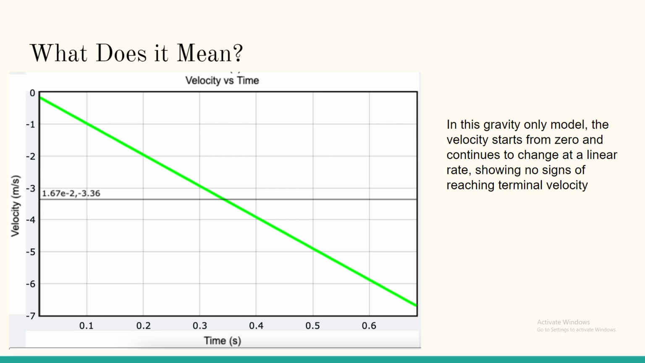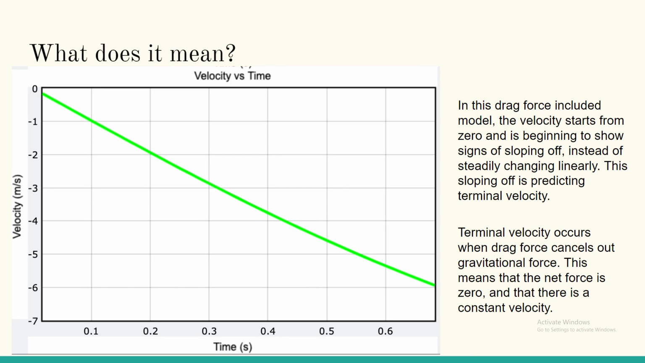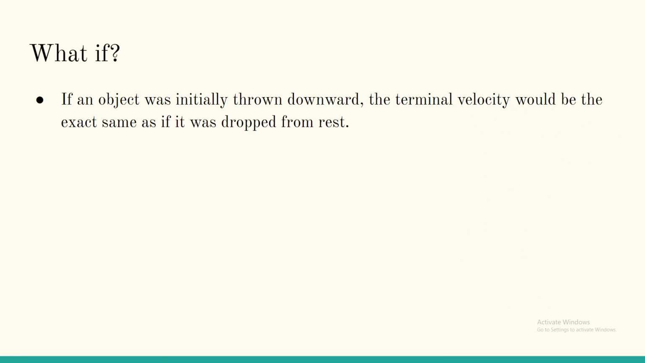In the gravity-only model, the velocity starts from 0 and continues to change at a linear rate, showing no signs of reaching terminal velocity. However, in the drag force model, the velocity starts at 0, but it begins to show signs of sloping off, indicating that it's reaching terminal velocity in the future. Terminal velocity occurs when drag force cancels out gravitational force, meaning that there's a net force of 0, and because of that, it would mean a constant velocity.